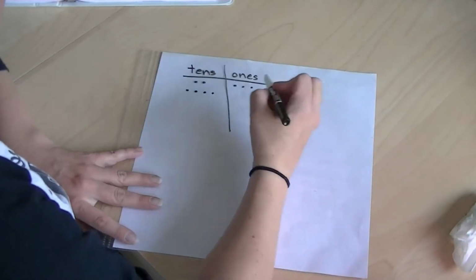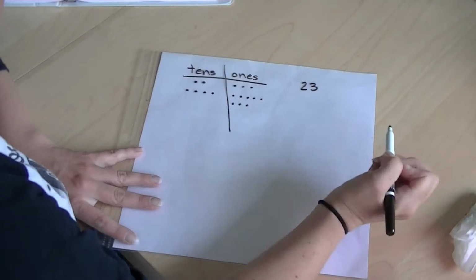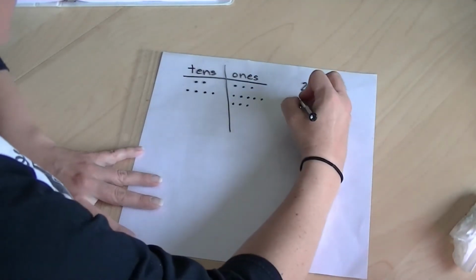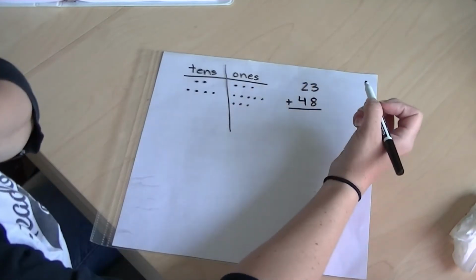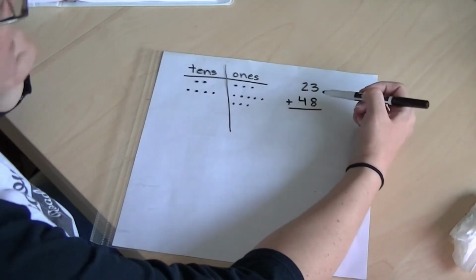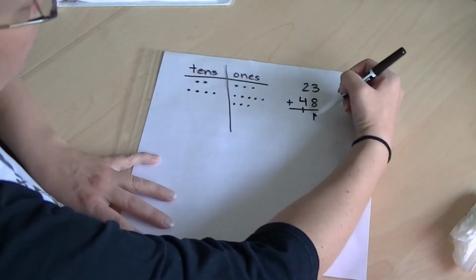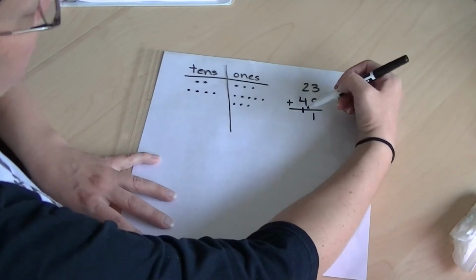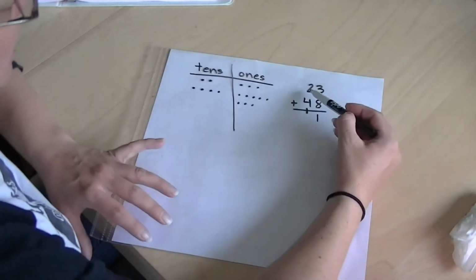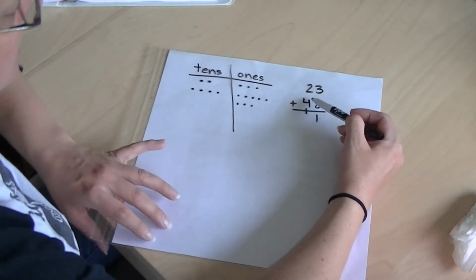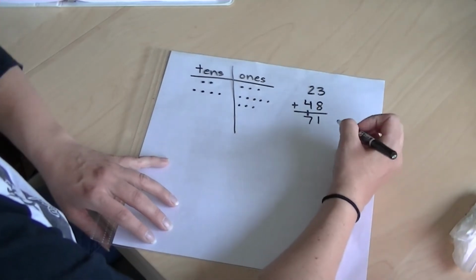Okay. Then we're going to add another number. So you tell me, what's my number? What is it? 48. Good. Okay, so we're going to add these numbers together. 3 plus 8 is 11. Remember, we're going to bring the 10 down below so we don't get confused and we can see how that number still looks the same. All right? And then 2 plus 4, 6 plus 1, 7. Okay, so we got 71.